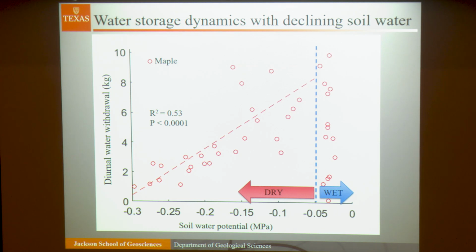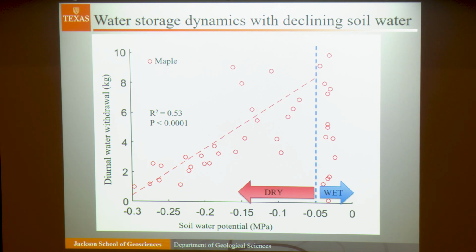And so as the soil gets dry, we see this very strong linear relationship of how much water is being withdrawn each day, whereas there's not really a steep relationship at all, or any relationship, when the soil is wet. And so if we're able to identify this threshold of stress-induced response, then we can start to talk a little bit more about how the plant functions during wet and dry conditions.